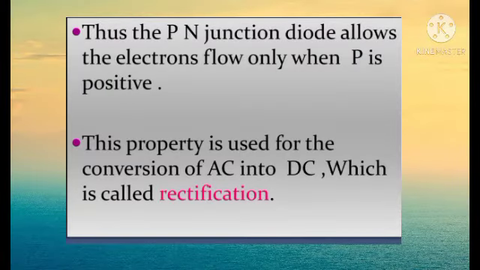Thus, the PN junction diode allows the electrons to flow only when P is positive. This property is used for the conversion of AC into DC, which is called rectification. So the diode is used for the process of rectification. That's why it is also used as a rectifier.